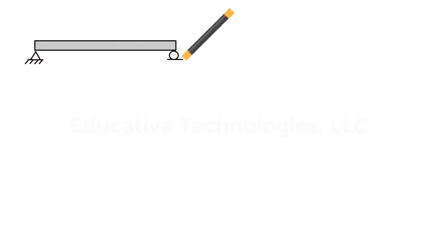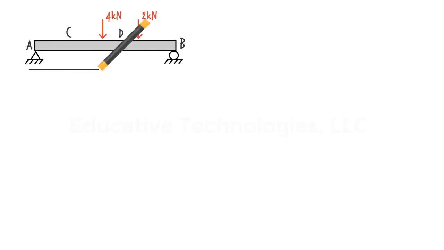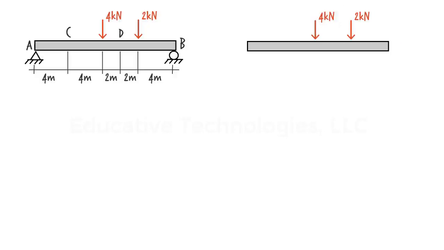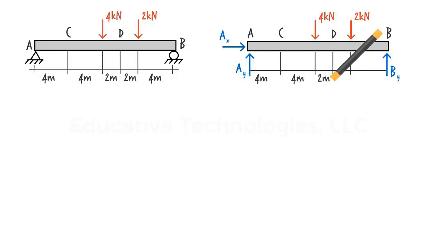Suppose we have a simply supported beam subjected to two concentrated loads. We wish to determine shear and moment at points C and D. Let's start by calculating the support reactions. Here is the beam's free body diagram. Here are the equilibrium equations.